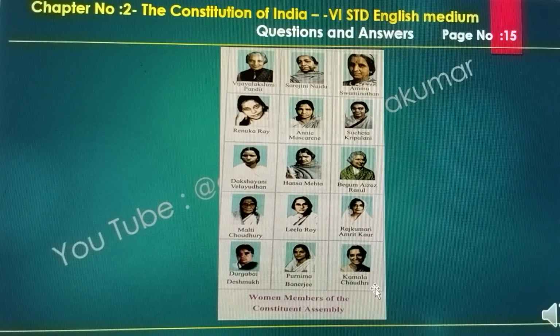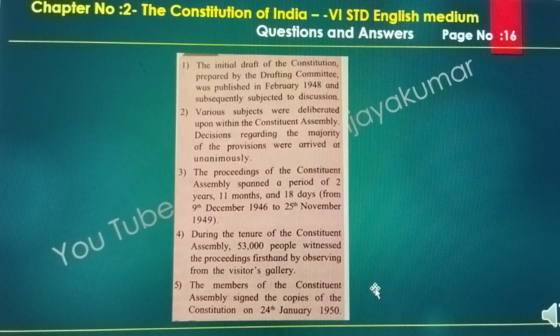Working of the Constituent Assembly. The initial draft of the Constitution prepared by the Drafting Committee was published in February 1948 and subsequently subjected to discussion. Various subjects were deliberated upon within the Constituent Assembly. Decisions regarding the majority of the provisions were arrived at unanimously. The proceedings of the Constituent Assembly spanned a period of 2 years, 11 months and 18 days, from 9th December 1946 to 25th November 1949.